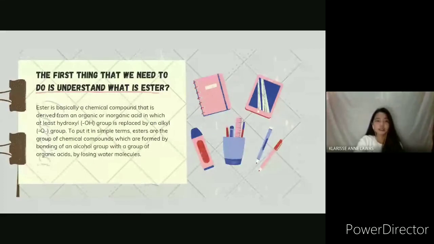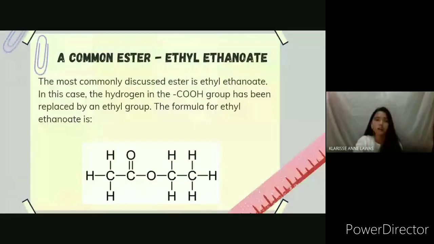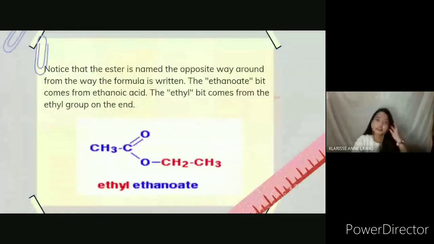So the most commonly discussed ester is ethyl ethanoate. In this case, the hydrogen in the COOH group has been replaced by an ethyl group. The formula of ethyl ethanoate is located below. Notice that the ester is named the opposite way around from the way the formula is written. The ethanoate bit comes from the ethanoic acid. The ethyl bit comes from the ethyl group on the end.